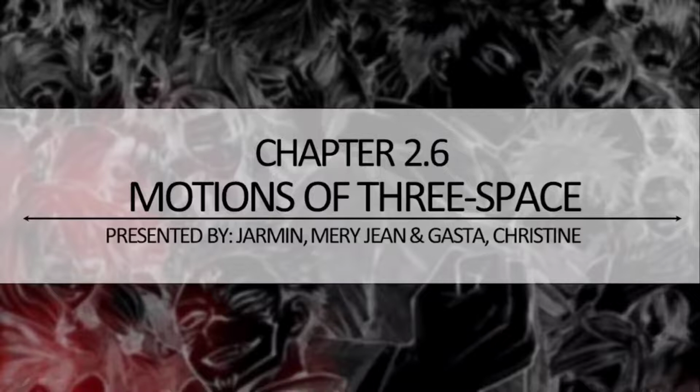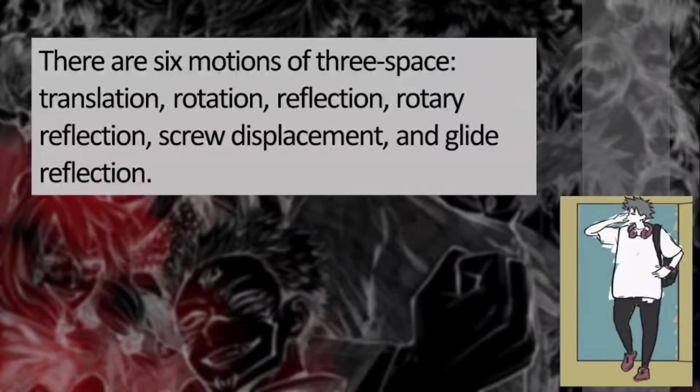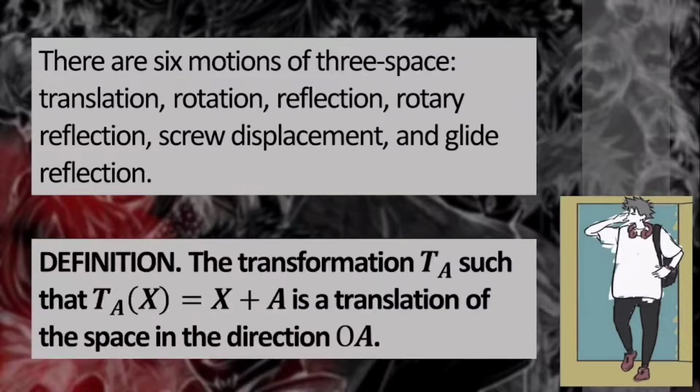So that's all for 2.5 about the properties of the Euclidean group. Now let's proceed to chapter 2.6, motions of 3 space. There are 6 motions of 3 space: translation, rotation, reflection, rotary reflection, screw displacement, and glide reflection.